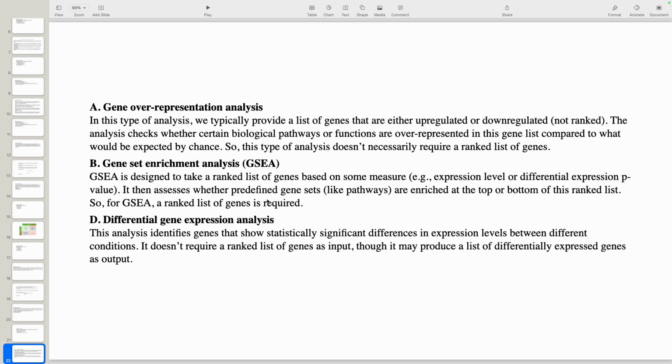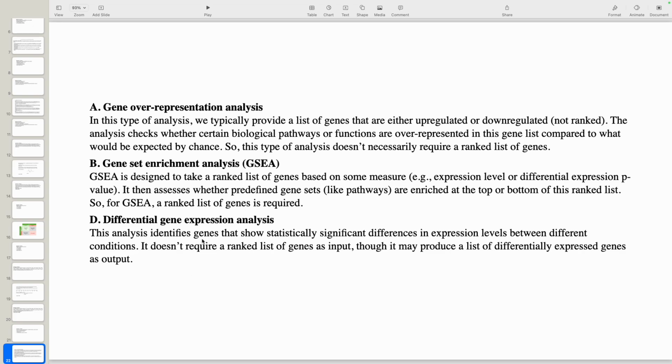Then we say whether the predefined gene sets, like pathways, are enriched either at the top or the bottom of this rank list. Top or bottom is whether they are differentially expressed or not differentially expressed. The fourth option is differential gene expression analysis. This analysis identifies genes that show statistically significant difference in expression level between different conditions. For this, we already know that these genes are differentially expressed, based on enrichment analysis and other statistical tests.